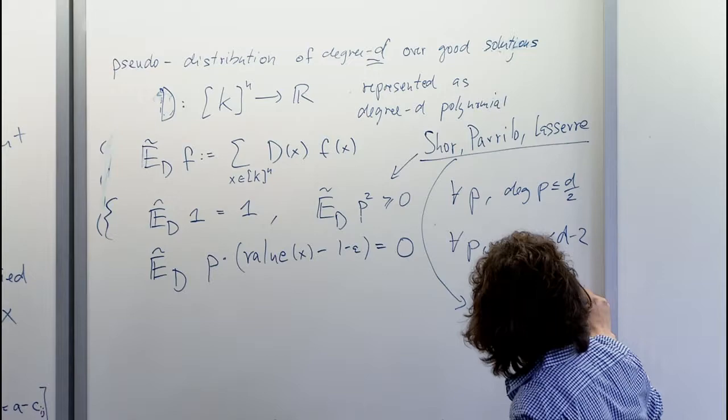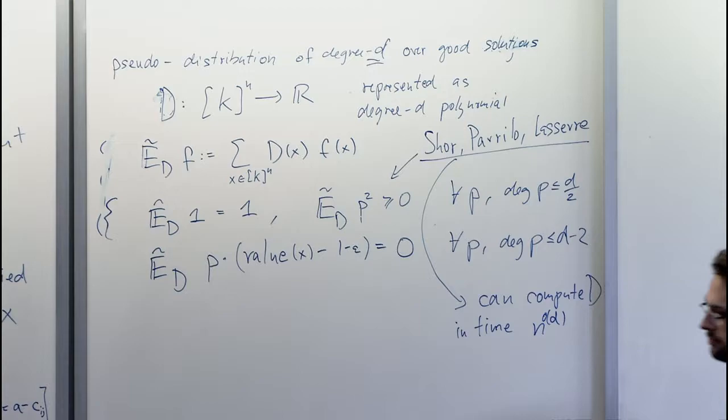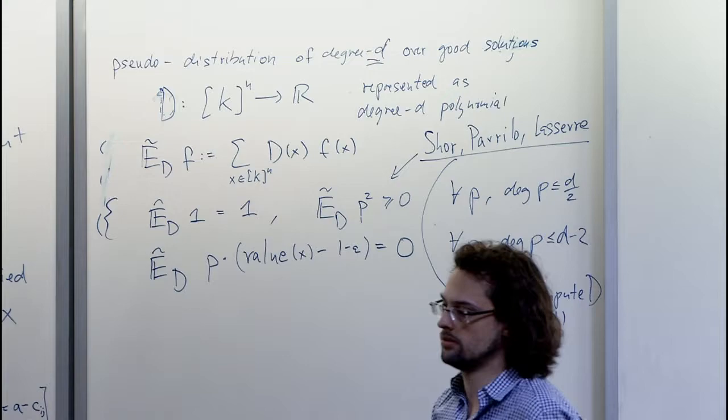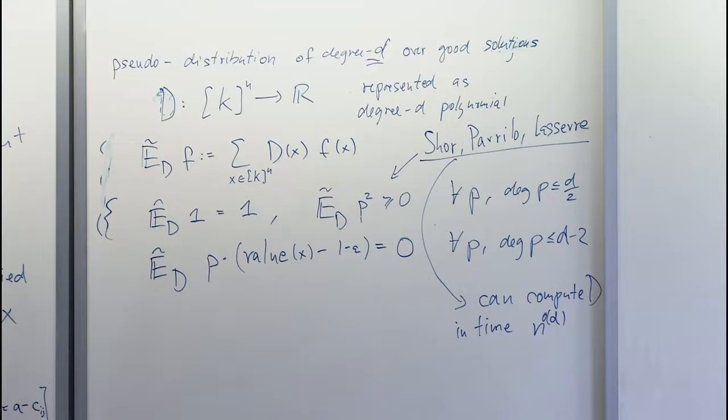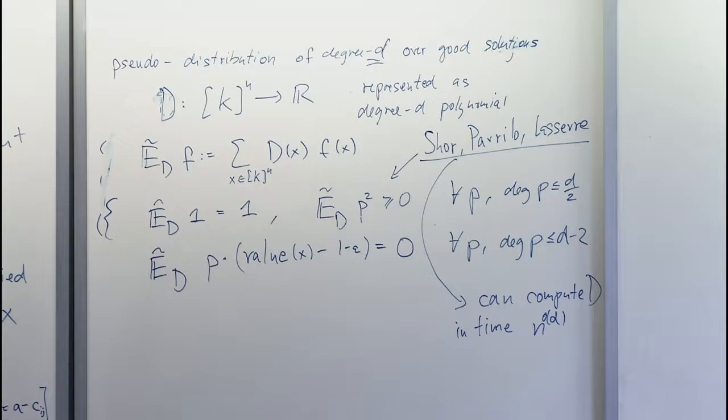This distribution p in time n to the order D. So David, yesterday when you were telling us about the Boolean case as opposed to this k^n case, it was clear that once you compute in time n to the D the degree D part of your function big D, then you can compute that function big D everywhere, because those are the Fourier coefficients of big D that you have.